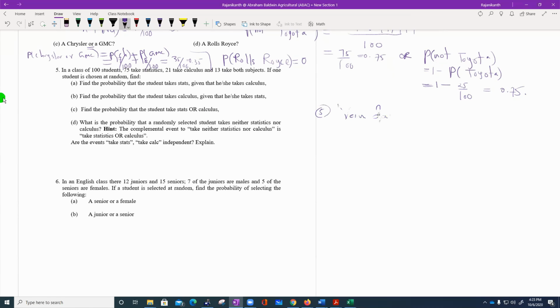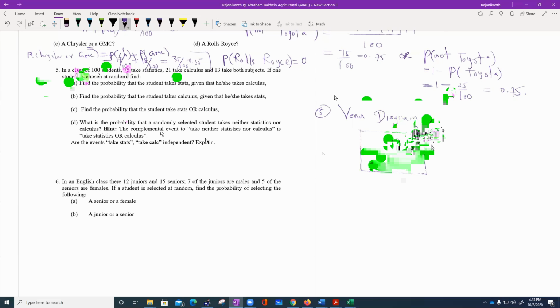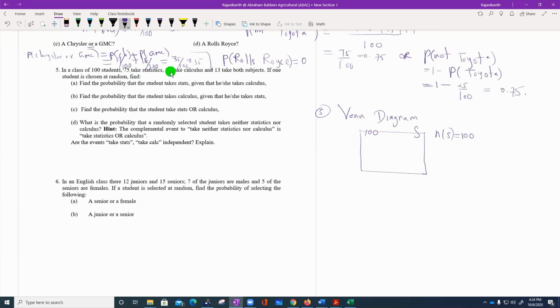Sorry, spelling is not correct, right? So I'm drawing a Venn diagram here. This is going to be my entire class, or you could think of it as the sample space, right? There are 100 students in the class, therefore my sample space should have 100 possibilities, right? So you could think of n(S) as 100.